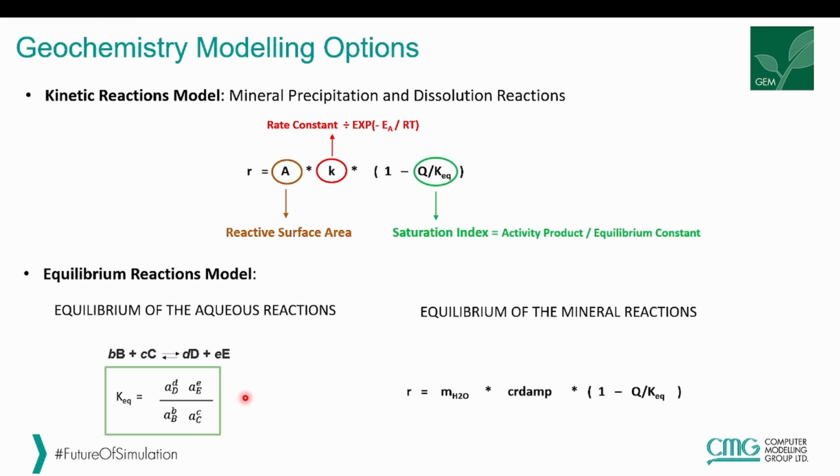Alongside this model, more recently, an equilibrium model for mineral reactions has also been designed in GEM. This is slightly different in that we still calculate a rate of reaction, which in this case is based on the product of the mass of water in each cell times the tuning factor, which is controlled by the user, times the factor 1 minus saturation index, which again will determine the direction of this reaction.